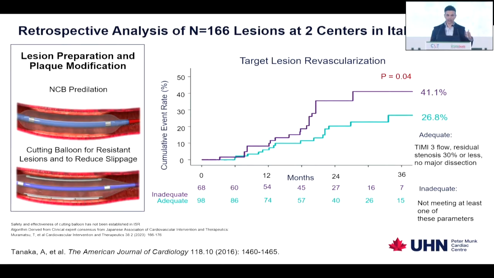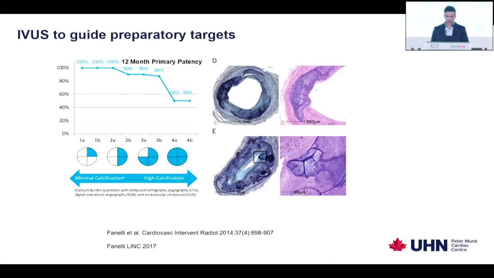And for what it's worth, there is a little bit of stuff out there, and there's a variety of these, ISAR-3, et cetera, where they've suggested that cutting balloon angioplasty maybe is better than plain balloon angioplasty, but it has yet to be really subjected to a rigorous, appropriately powered randomized trial in the setting of DCB use. But we can take some lessons from peripheral angioplasty, right?